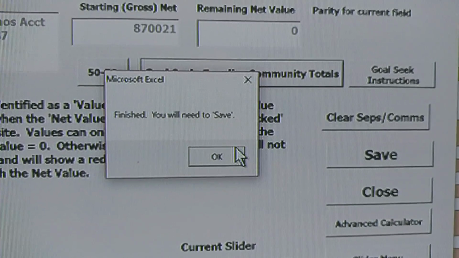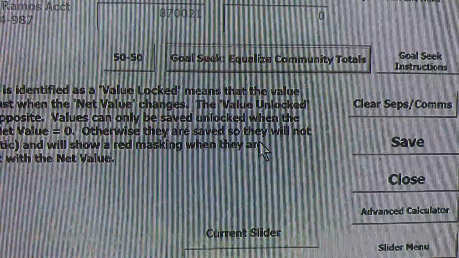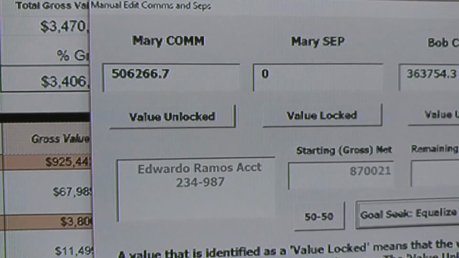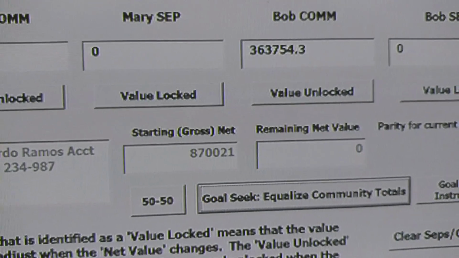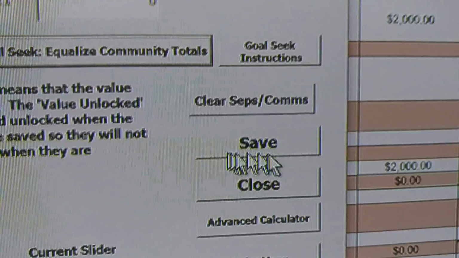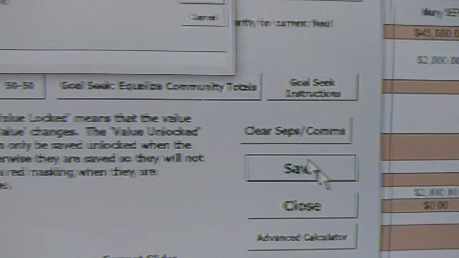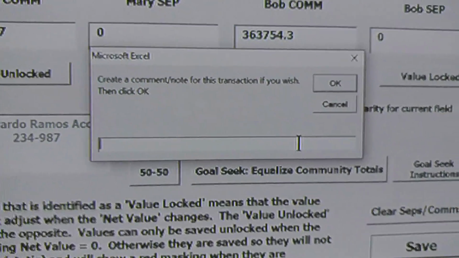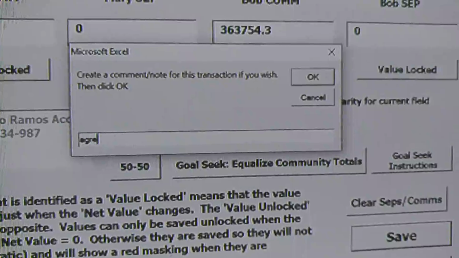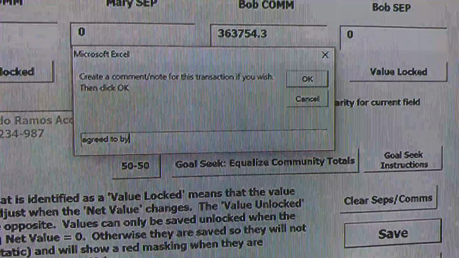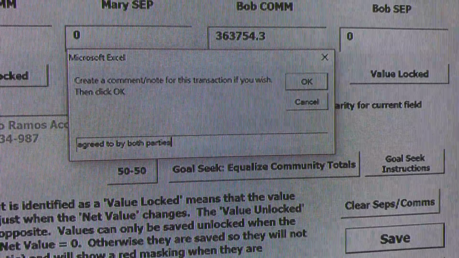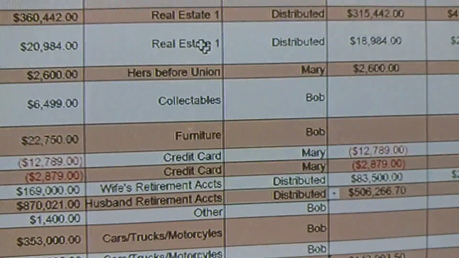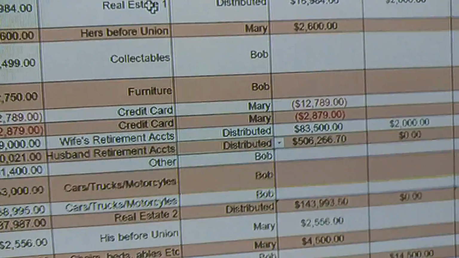It says if we are finished, you'll need to save. Click OK. Here's the new values. They meet the approval of both of them. The only thing left to do is to save. And again, it's asking for a comment. And I guess again, it's agreed to by both parties. And go OK. You didn't have to keep that note. You could have just canceled. It would have still saved the results.